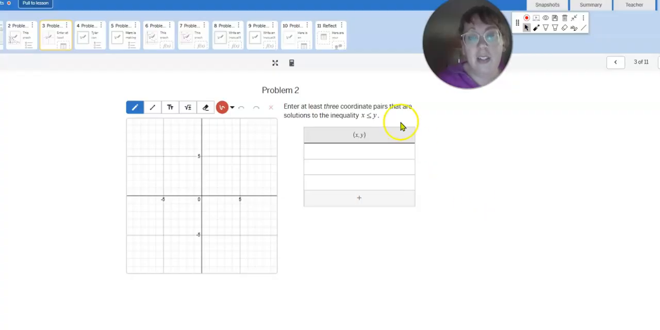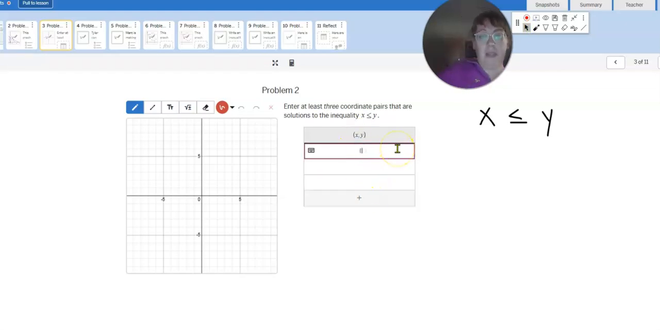Enter at least 3 coordinate pairs that make this true, and our inequality is just x is less than or equal to y. So if x is 3, we want that to be less than or equal to y, so y just has to be bigger, like 5. We want our x coordinate to always be smaller or equal to our y. So we could do something like 5, 5. That would work because x and y can be the same, it can be equal.